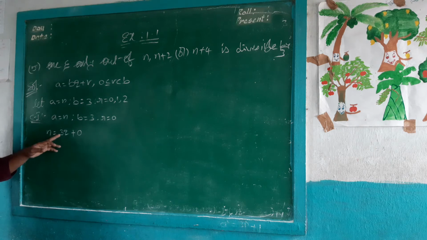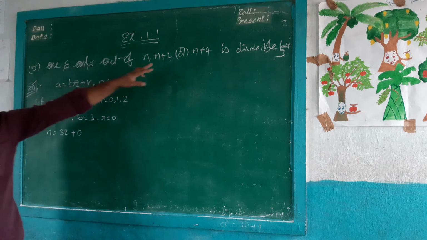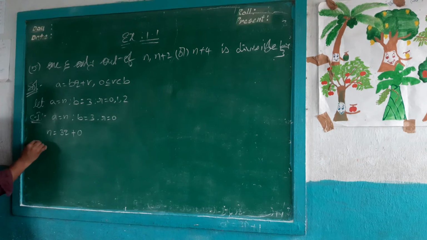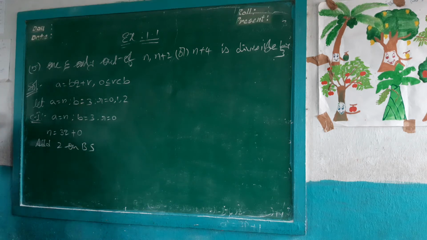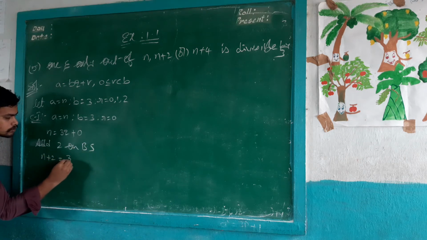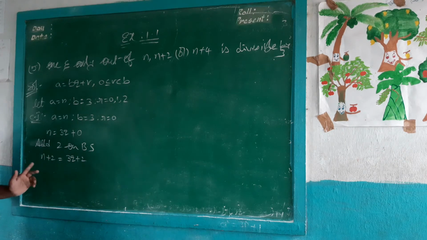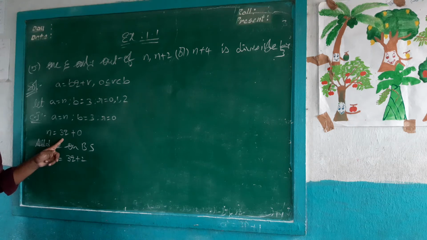Whenever a number is multiplied by 3 and the remainder is 0, the value is divisible by that particular number. Now what is the next number here? Plus 2. Now add 2 on both sides. So n plus 2 equals 3q plus 2. Here the remainder is 2, so it is not divisible by 3. For n, the remainder is 0, so it is divisible by 3.